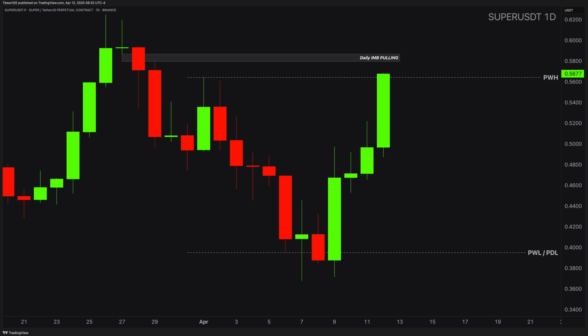If you ask me, how did all the price movement start? As you can see at the bottom, this daily imbalance failed. Then price swept PWH, PWL and PDL, and then buyers took the control and kept pushing the price upwards, creating this bullish momentum imbalances. This should give you an idea about the overall bias.